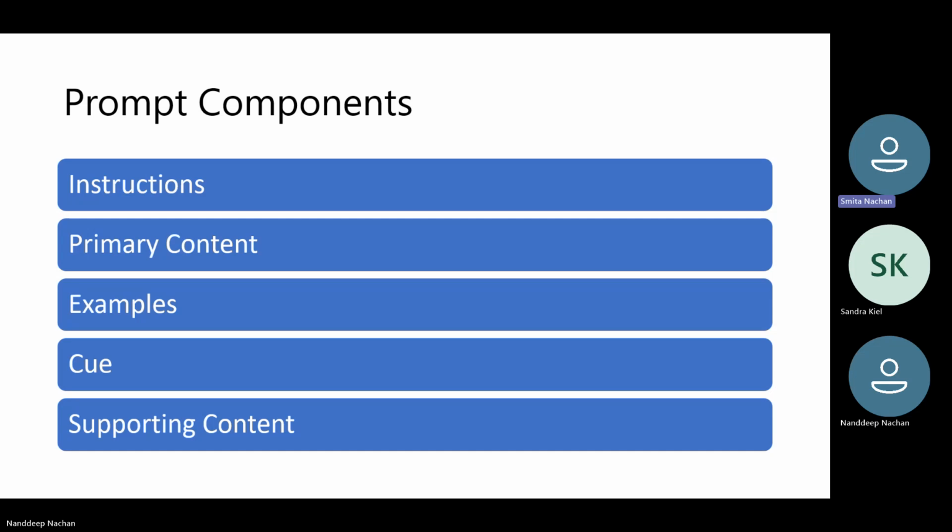Then we have cues. So the cues act as a jumpstart for the output of the model, helping to direct the model to the desired output. So it is often a prefix that the model can build onto. Then the last one is the supporting content. So the supporting content is information that the model can utilize to influence the output in some way. So it differs from the primary content in that it is not the main target of the task, but it is typically used along with the primary content.